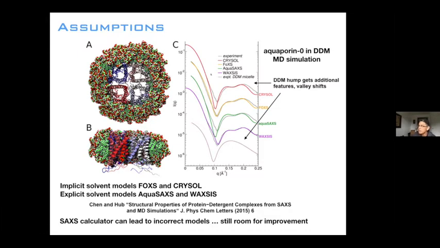So the differences with FoXS and Crysol is that you have an implicit solvent model. The Crysol solvent model is this border layer model. FoXS uses modifications of atomic scattering form factors based on surface accessibility. And then you have things like AquaSAXS and WAXS, which use explicit solvent models. But the problem with WAXS is it's really parameterized at a high level, so they're using something like a 7-angstrom border layer model. But anyway, the SAXS calculator can lead to incorrect models. There's still room for improvement.